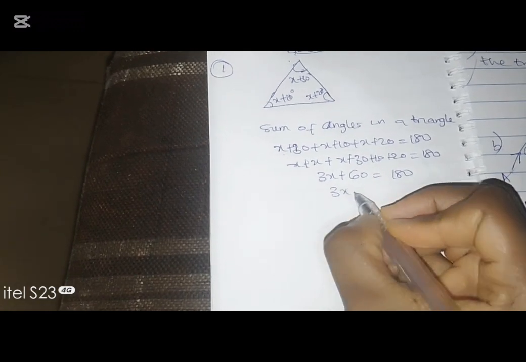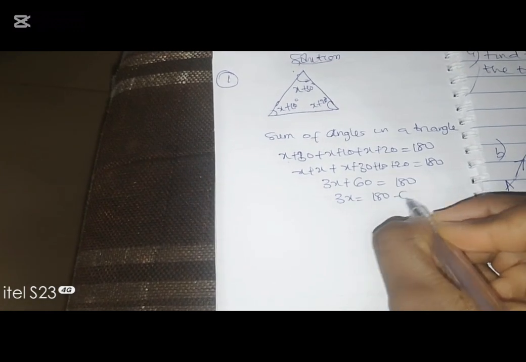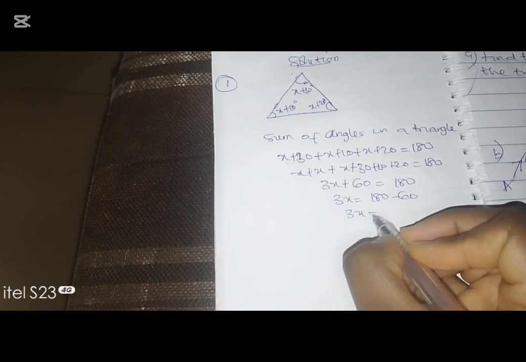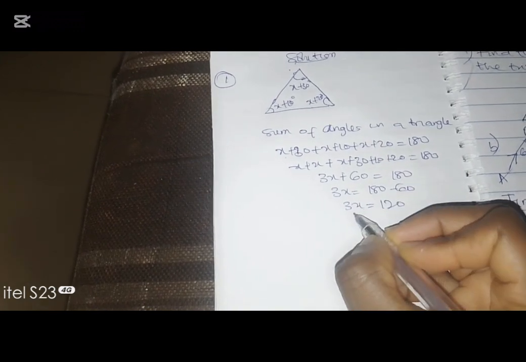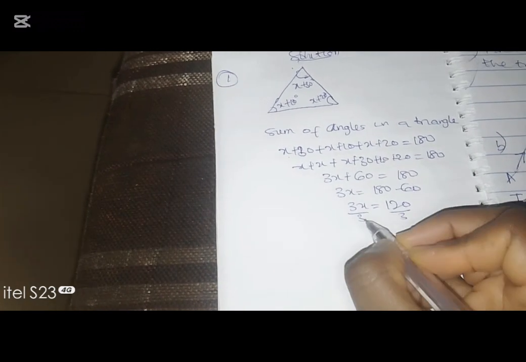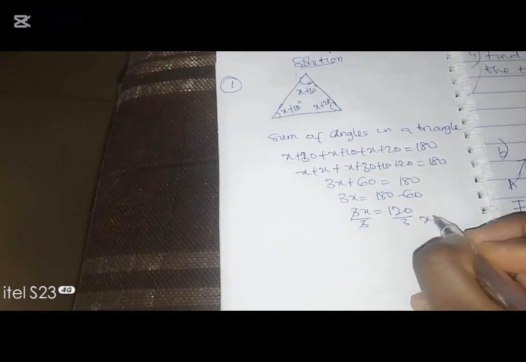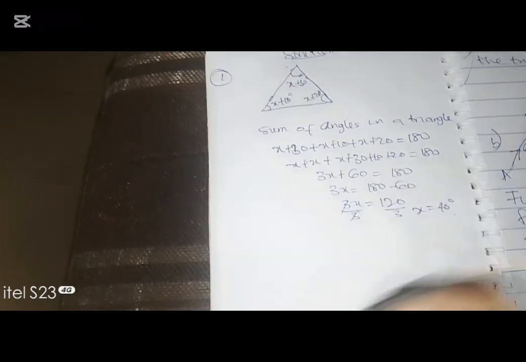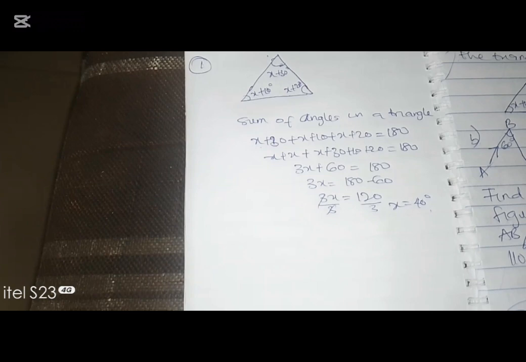So 180 minus 60, 3x equals 120. Okay, so we divide through by 3, the coefficient of x. So we have x equals 40 degrees. So it's very simple. Do you get it now?